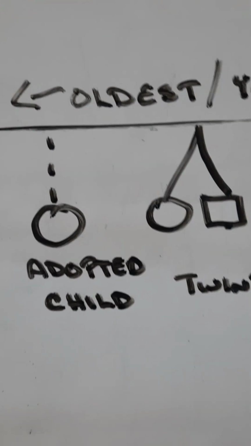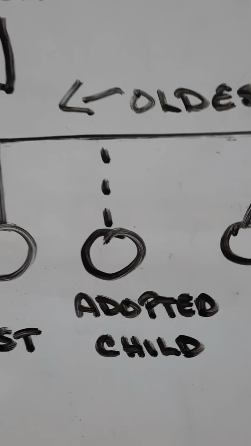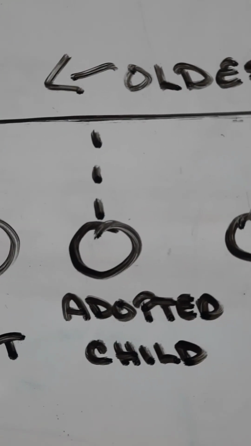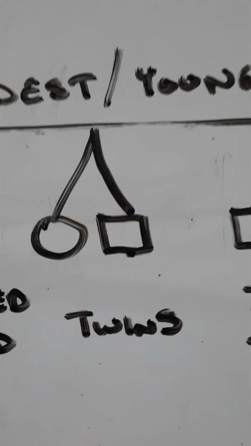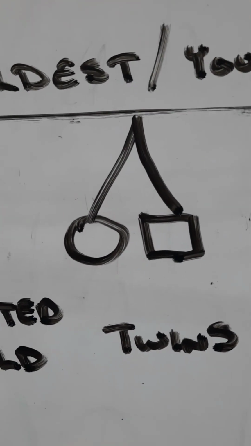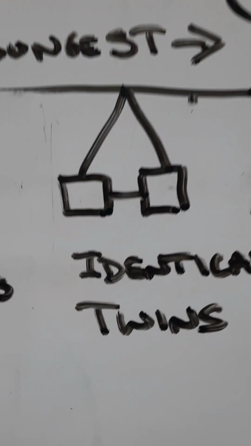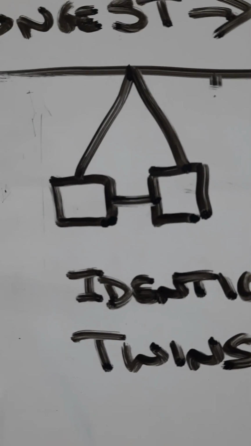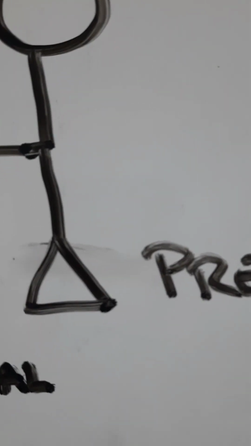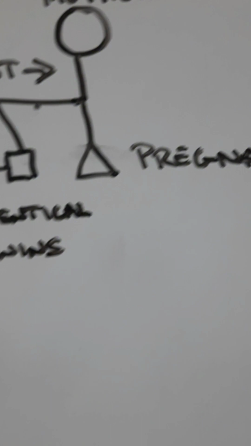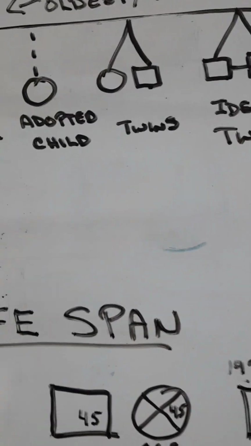Adopted child, couple of dashes descending down. Twins, signified just like this. And identical twins are signified basically the same, except they have a line attaching them. And then there's the triangle, which signifies a pregnancy. There's a lot more things that could go in here, but let's start with that.